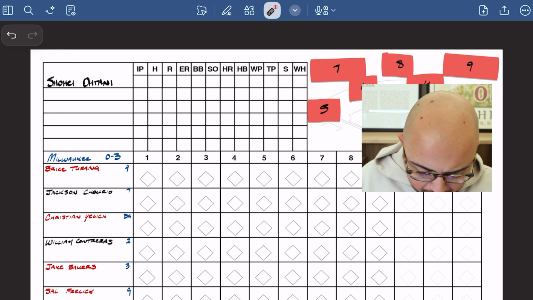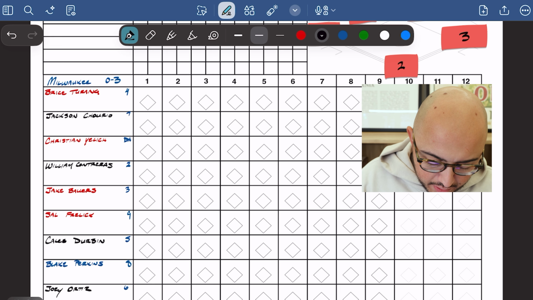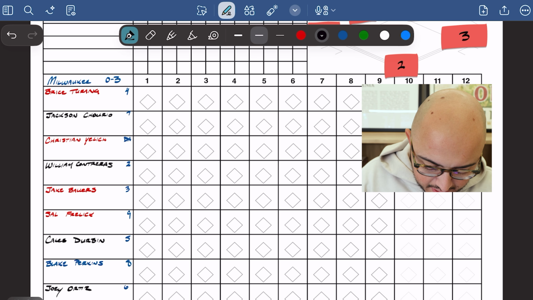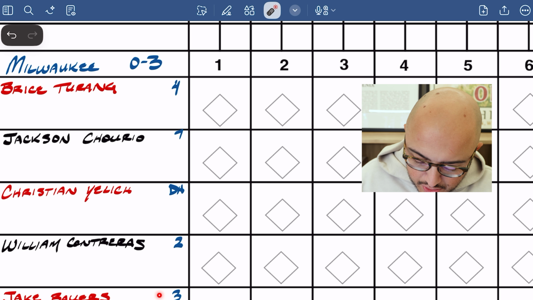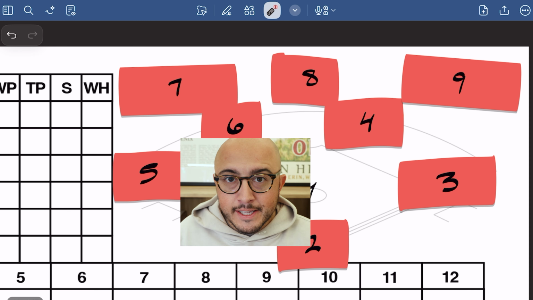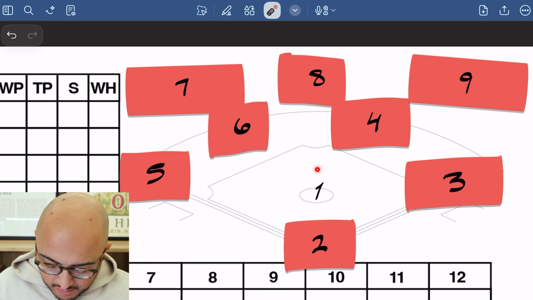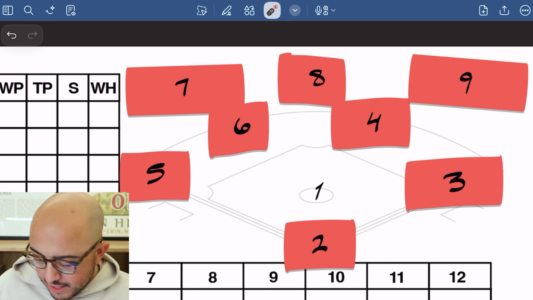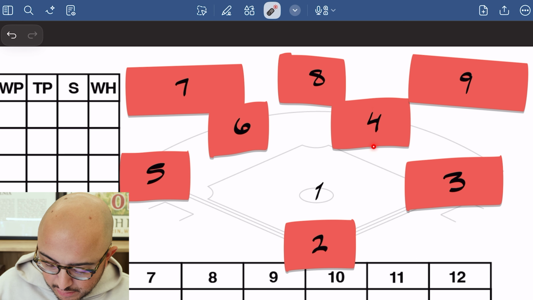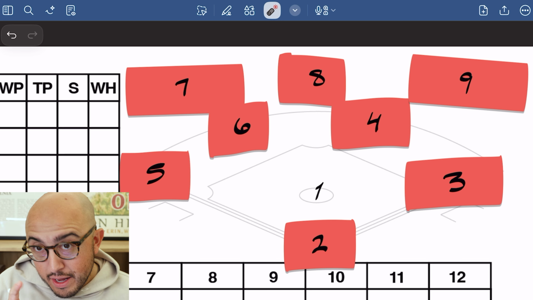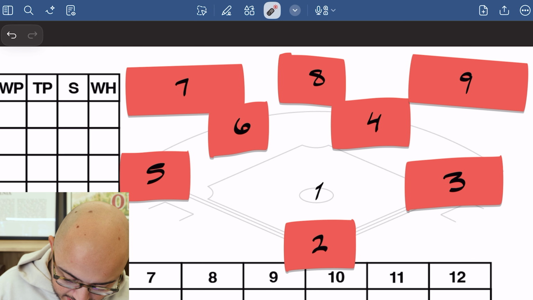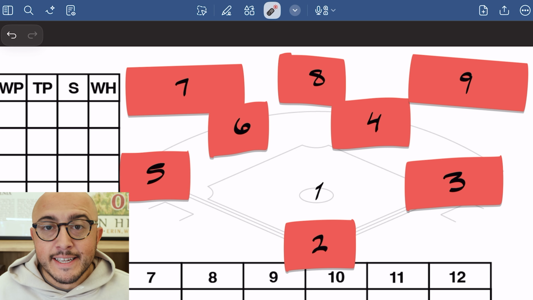The next thing to keep in mind, of course, is the batting order and the positions by number. This is the most important thing to learn here today, the positions by number. So I put them all here in tape. 1 is the pitcher, 2 is the catcher, 3 is the first baseman, 4 is the second baseman, 5 is the third baseman, more on that in a moment, 6 is the shortstop, then we go left to right in the outfield with 7, 8, 9.